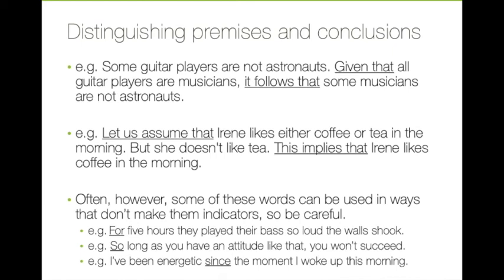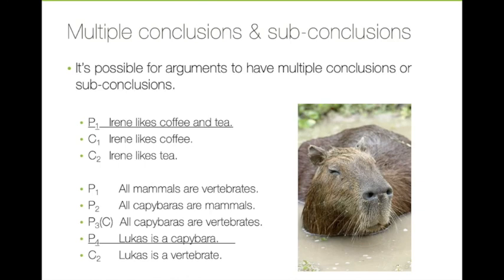Finally, when we think about the construction of arguments, it's worth noting that sometimes arguments can have multiple conclusions, and sometimes they can have conclusions along the way. So this first argument is one where a single premise allows us to draw two different conclusions, pretty obvious ones, but two different conclusions nonetheless. So Irene likes coffee and tea allows us to reason that Irene likes coffee and Irene likes tea. Two separate conclusions.